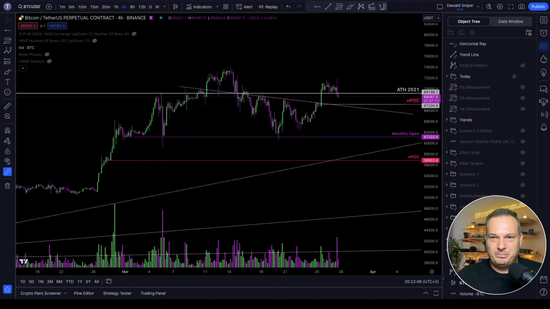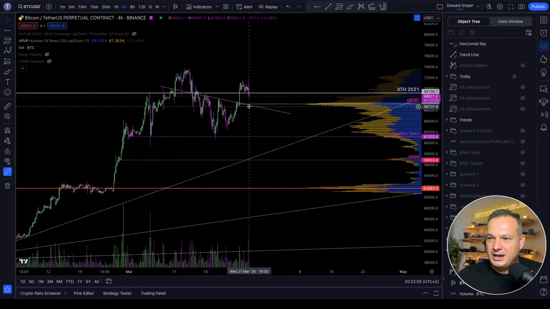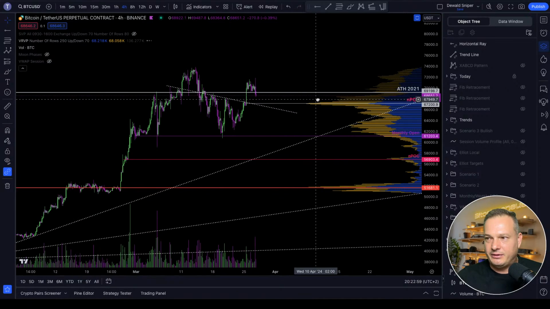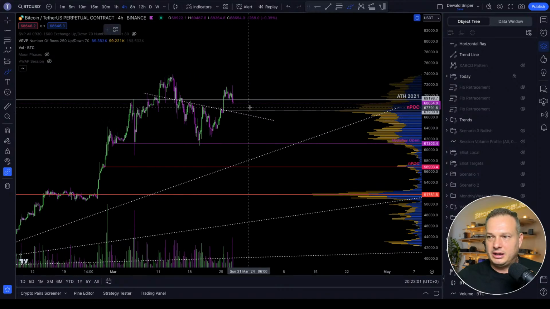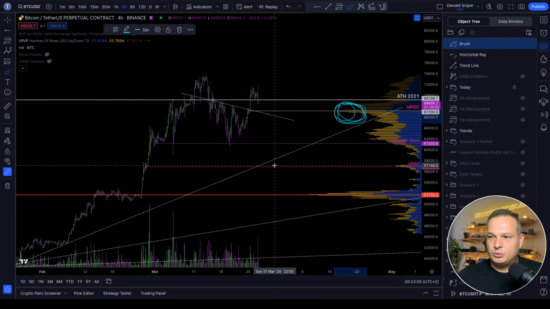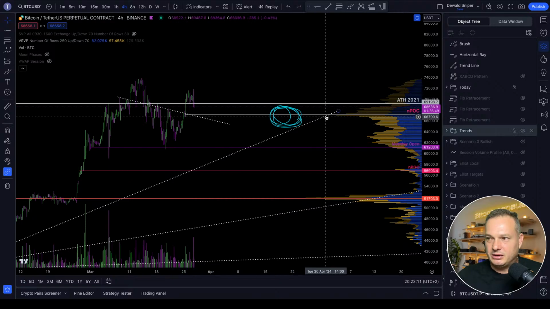Yes, use the VRVP. I do use the VRVP. Extremely powerful. It shows you the volume nodes. And also here, where I have this naked point of control, you can see that we have massive volume over here. Okay, massive volume spike over here. This is why this naked point of control could offer some decent support, right, for a potential bounce using the VRVP.